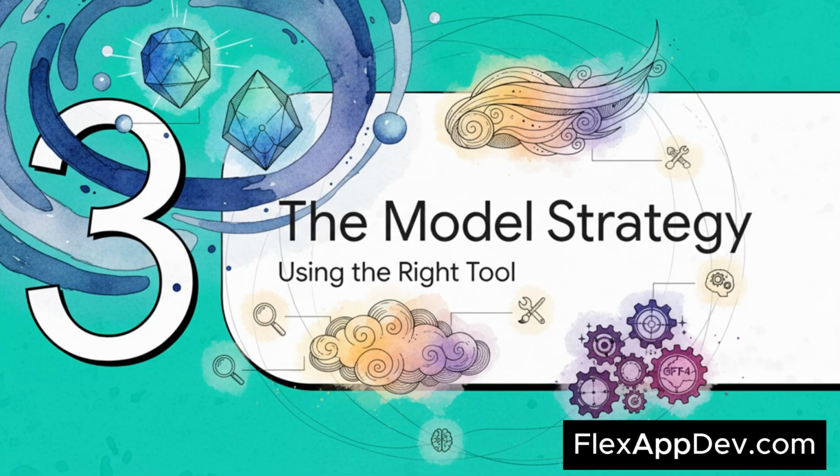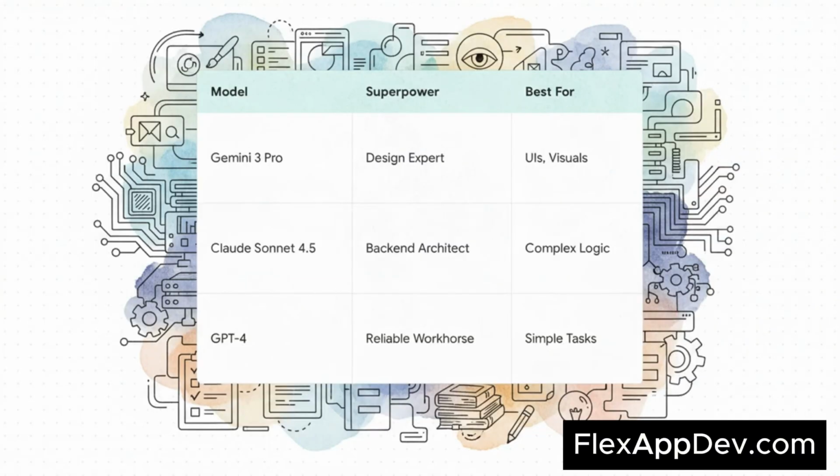Okay, let's get into some pro-level strategy. Inside Antigravity, you get access to 3 absolute powerhouse models: Gemini 3 Pro, Claude Sonnet 4.5, and GPT-4. Now, the real secret is knowing you shouldn't use the same model for everything. Each one has its own special superpower. Just think of it like picking players for a sports team. Gemini 3 Pro, that's your design genius. It's perfect for UIs and anything visual. Claude Sonnet 4.5 is your backend architect. It just gets complex logic. And GPT-4, well, that's your reliable all-arounder for the simpler stuff. Matching the right model to the right task is how you get incredible results.